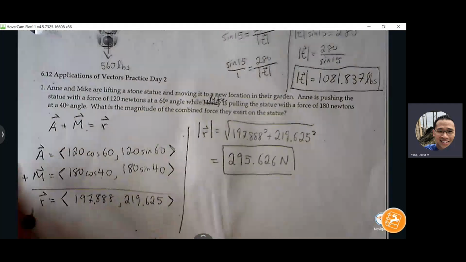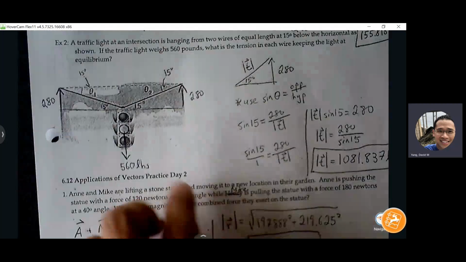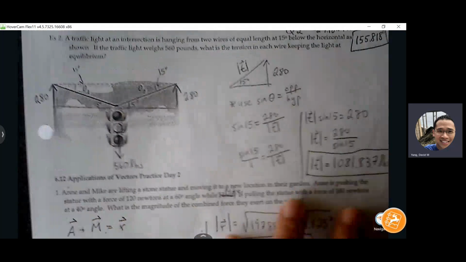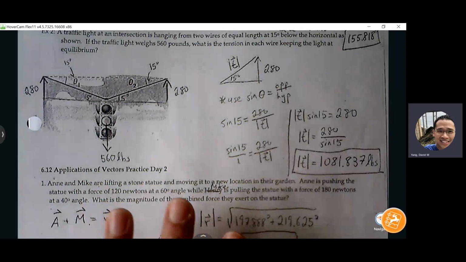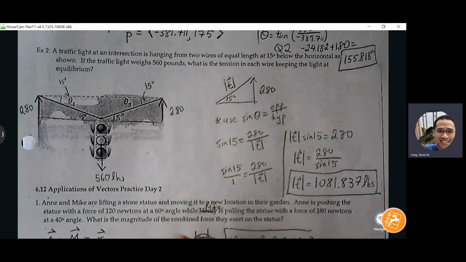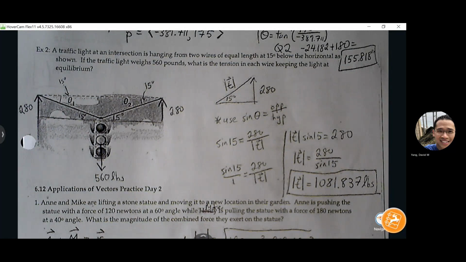All right, try number 2 on the next page. Very similar to the setup that you did for the traffic light. So let's see if you can look at the traffic light problem. I'll put the traffic light problem up on the board so you can see it and follow the steps similar to the one that we just did.